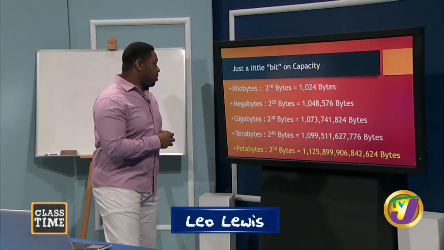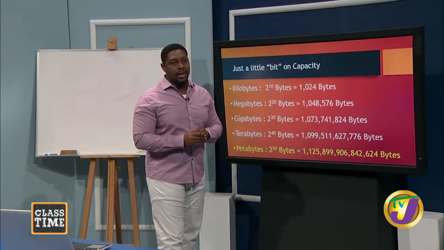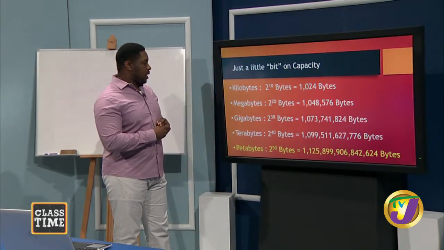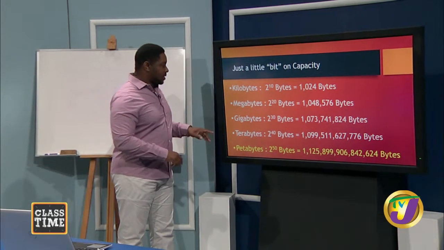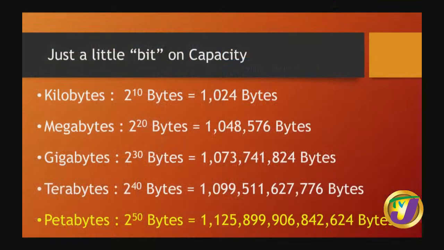Welcome back. If you're just joining us, we've been discussing device specifications. Let's continue. So we were looking at the storage capacities, or basically measurements for storage, and we left off at terabytes, which we said was 1,099,511,627,776 bytes.